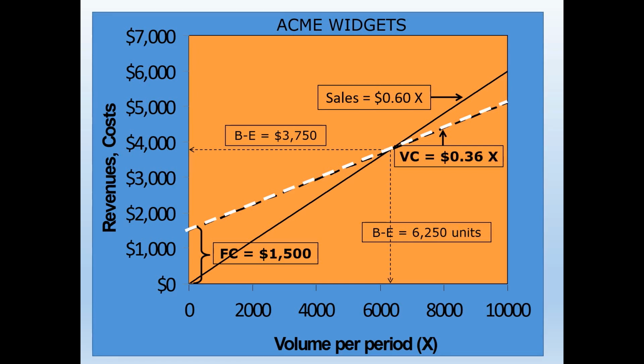The slope of the line is the variable cost per unit. In other words, in addition to the fixed component of the firm's costs, each unit is going to cost the firm 36 cents of variable cost to produce.